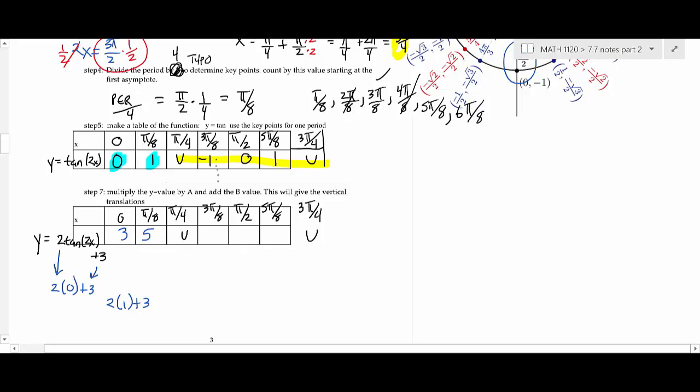Now you do the same stuff. From here, you do -1, so you're going to do 2 times -1 plus 3. So that's 1. When you go back to that one, we already did it. So you do 2 times 0 plus 3, that's 3. And then when you go to this one, we already did that too. That's 2 times 1 plus 3, so that's 5. Now we're ready to graph.